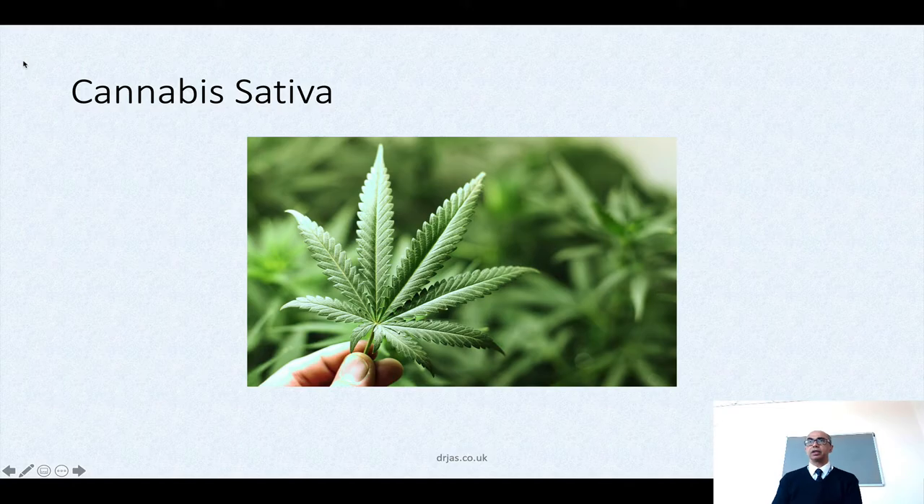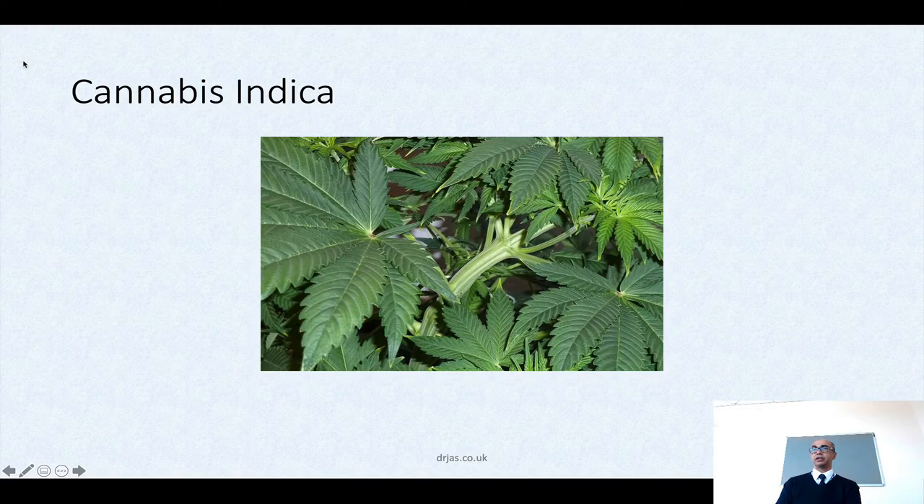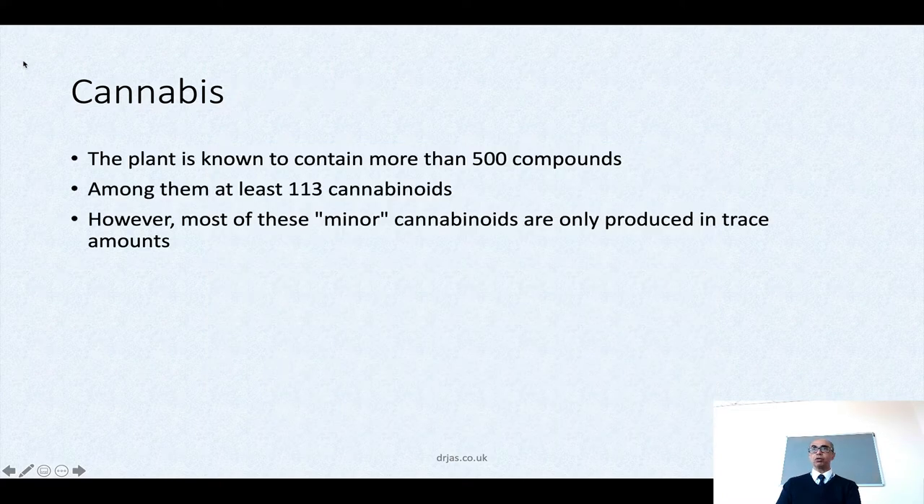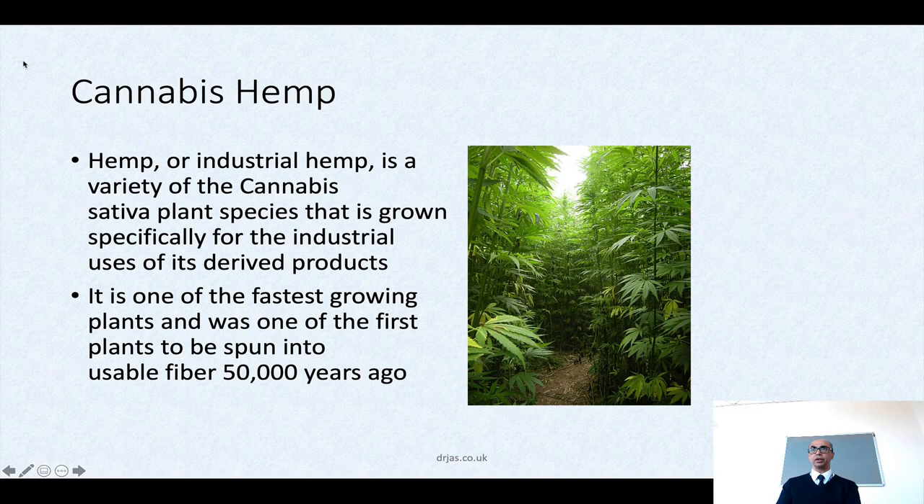So this is cannabis sativa. There are different varieties of cannabis. So cannabis sativa is here, and this is cannabis indica. There are other varieties, but these are the main two. They're different in how the leaves look, in how they grow, and there is also a difference, or claimed difference, in terms of the effect they have when you smoke them or use them. A whole bunch of cannabinoids are produced by the cannabis plant, the most important of which we're going to come on to.